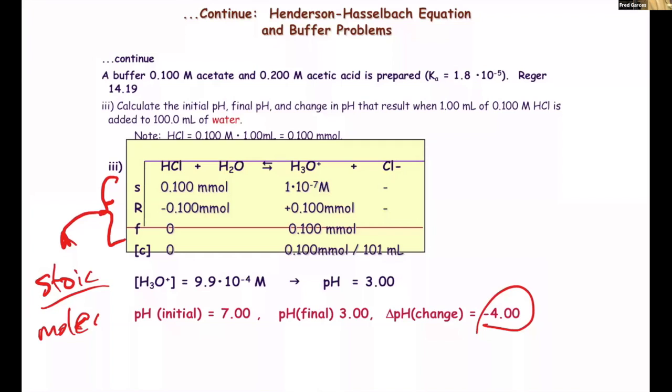So whenever you have a stoichiometry problem, and this is a stoichiometry problem, you're going to see that the hydrochloric acid is going to donate all its hydrogen to water, so you form a stoichiometric amount of hydronium ion. The amount of hydronium ion that you form over the total volume is the concentration of the hydronium ion, and you can get the pH from that, okay?